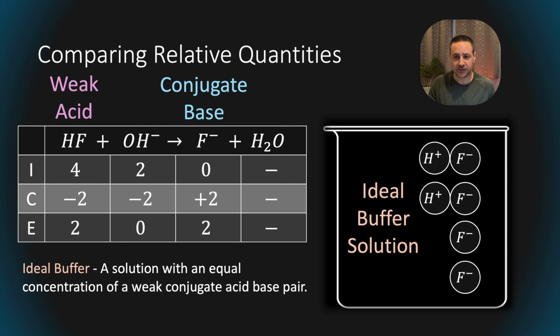An ideal buffer is a solution that has an equal concentration of that conjugate acid-base pair. Notice, HF, 2 moles. F minus, 2 moles. I have the same number of moles in the same solution, right? Same solution, same volume. So that means I have the same concentration of both of these. An ideal buffer has equal concentrations of this conjugate acid-base pair.